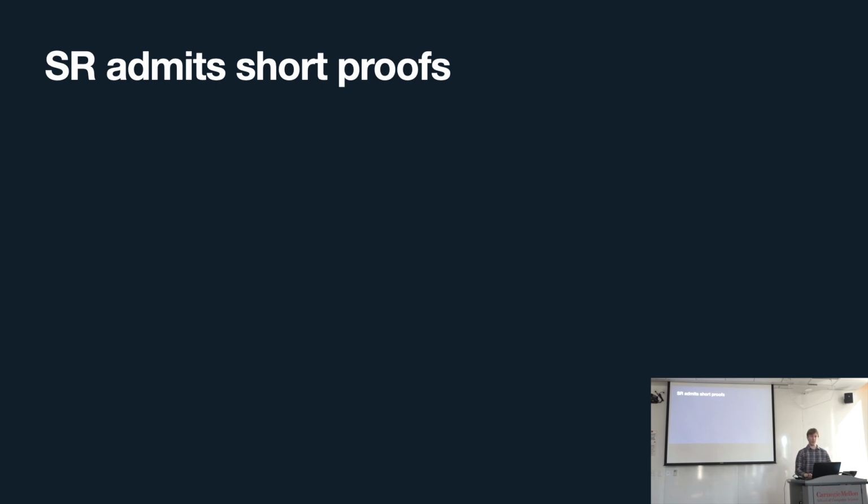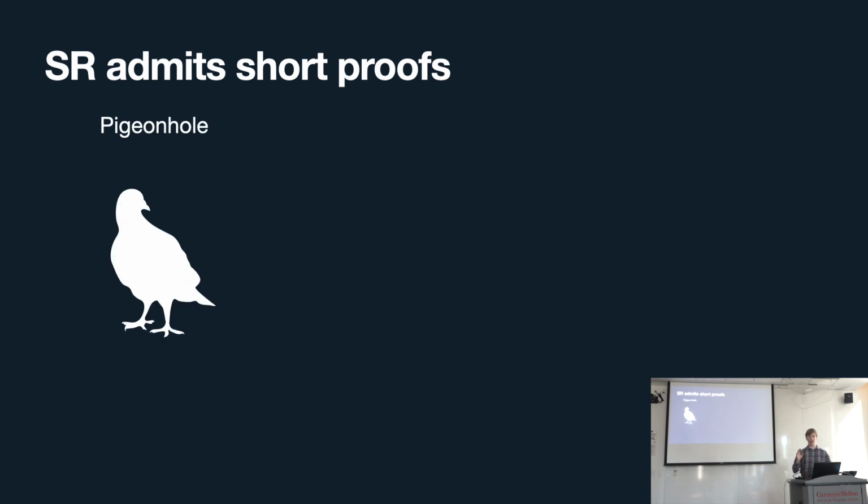So SR admits short proofs. We have in our paper 3 examples. We have the pigeonhole problem. If you produce a proof for this problem using only resolution steps, it takes exponential. But if you use PR, you only need a cubic number of additional clauses with respect to the number of holes. And then if you use SR, you only need O of n squared. So you have an asymptotic savings if you move to SR.